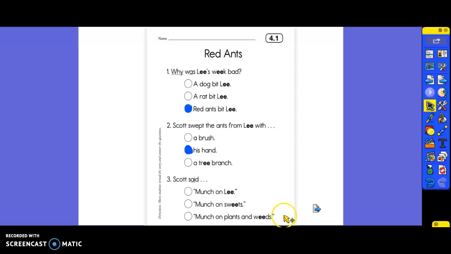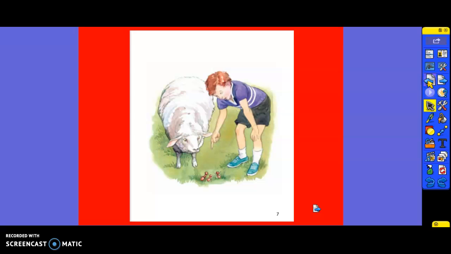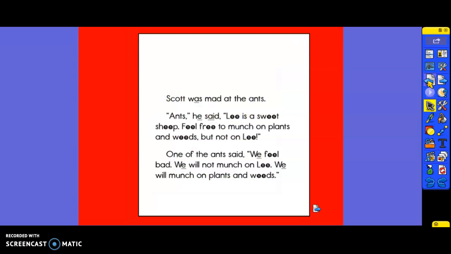Oh, such smart cardinals. Munch on plants and weeds. We're going to go back into that part of the story. Yes, we're going to go back and find exactly where the story told us that information. This is what good readers do. Good readers can go back into their story and find the part, and they can find the answers that support their thinking. When you get older, you call that evidence. You want to support your thinking.